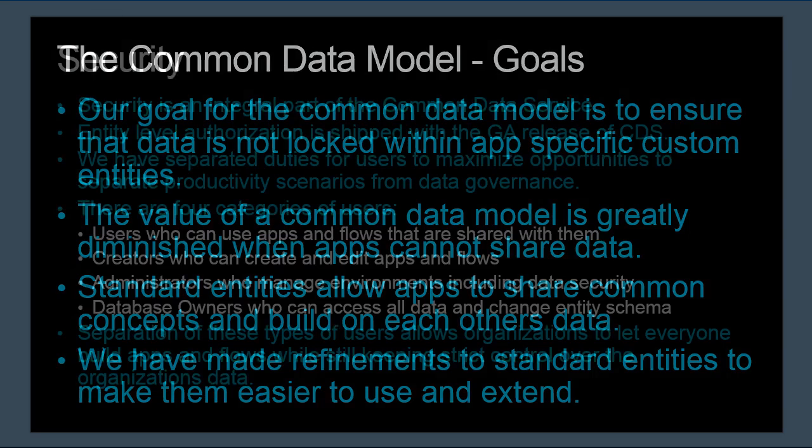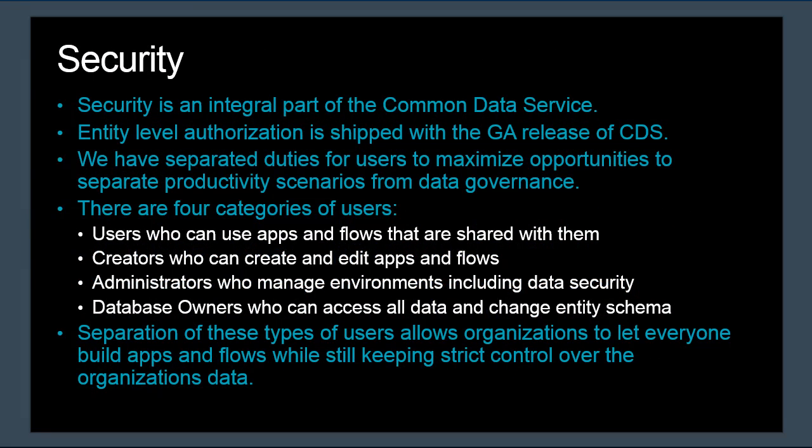Okay, so moving forward, the common data model really is not useful if you don't have a security model, because if two apps are using the same table, they need appropriate security, role-based security in many cases. So we definitely have a roadmap happening here. What we've shipped at GA is entity level authorization, or you can think of it as table level authorization.